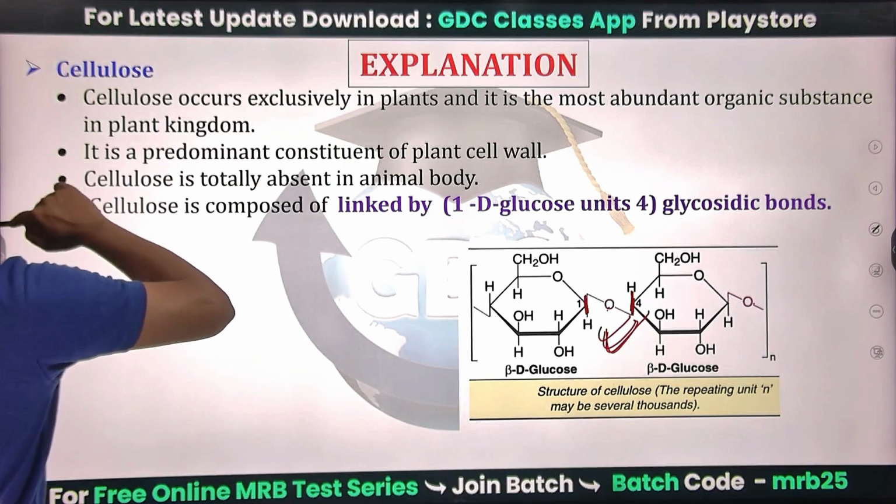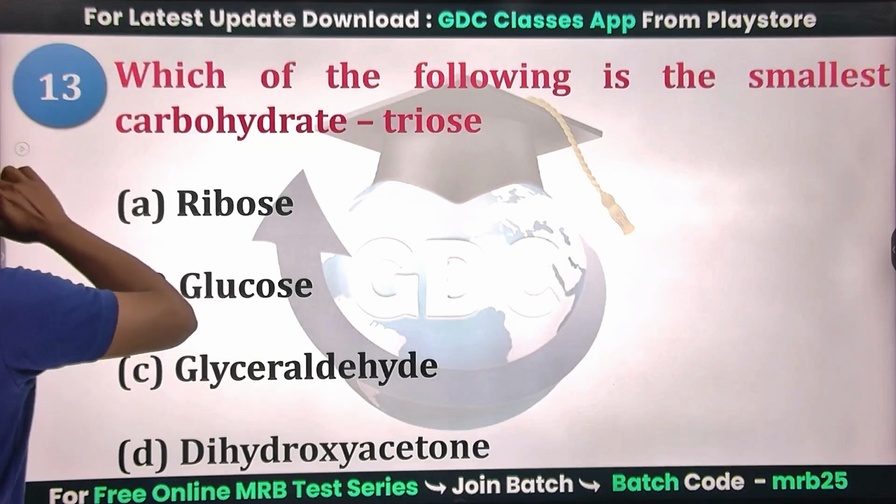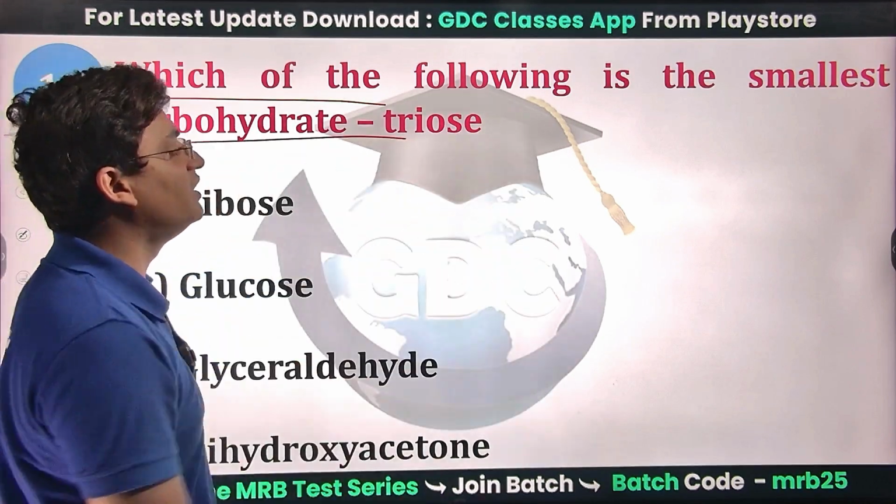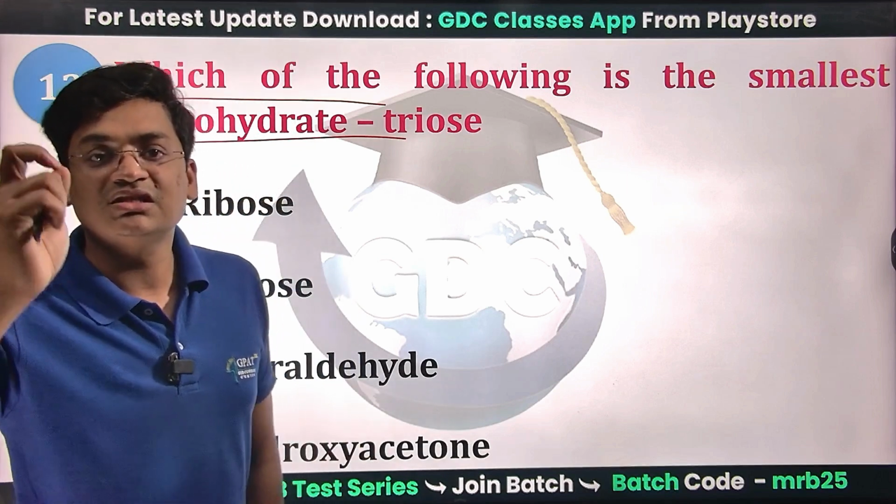All right, let's have the next question. Which of the following is the smallest carbohydrate, a triose? Which will be the smallest carbohydrate, triose?